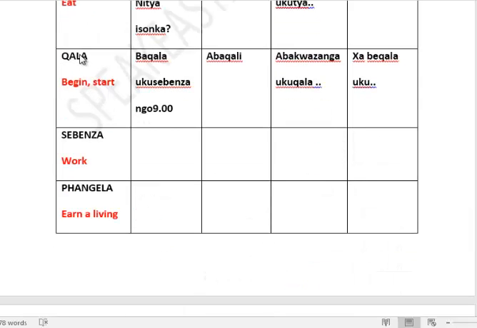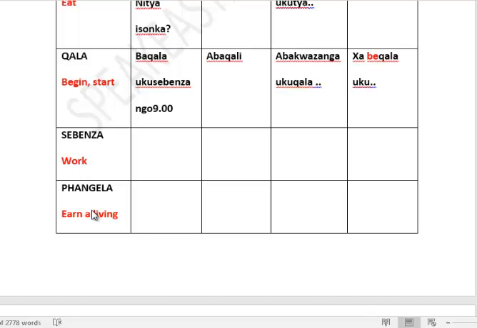And then qala, to begin. Baqala ukusebenza, they start working at 9. Abaqali, they do not start at 9. Abakwazanga ukuqala, they were unable to start at 9. Xa beqala, when they begin, the ba becoming be. And so you can look at the rest of the verbs.